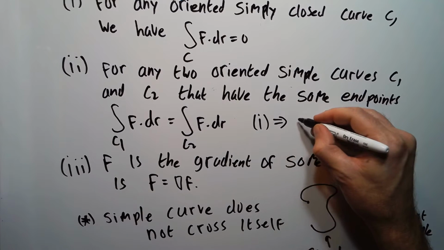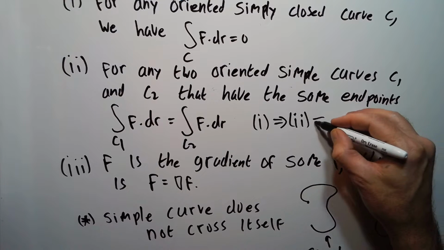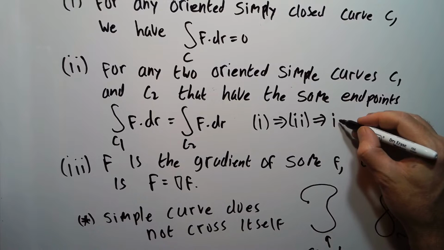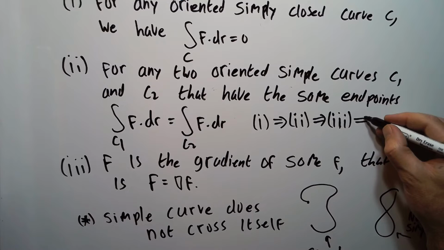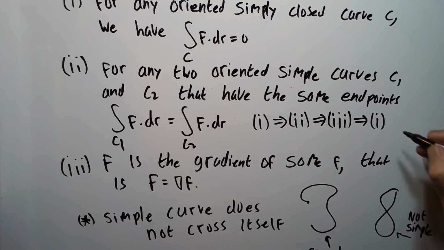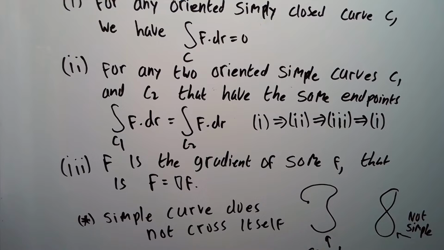Okay, so to prove this, we're going to show that 1 implies 2. Then we're going to show that 2 implies 3. And then we're going to show that 3 implies 1. Okay, so let's do that. Let's start by proving 1 implies 2. So let me erase the theorem and we'll look at the proof now.